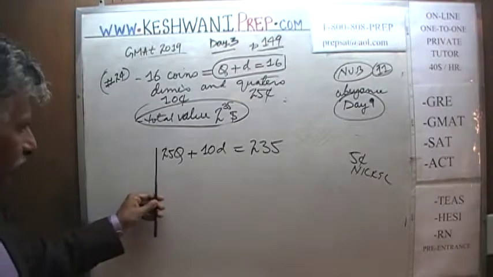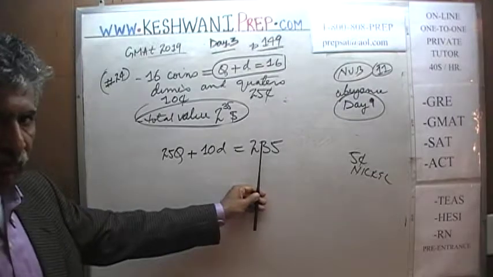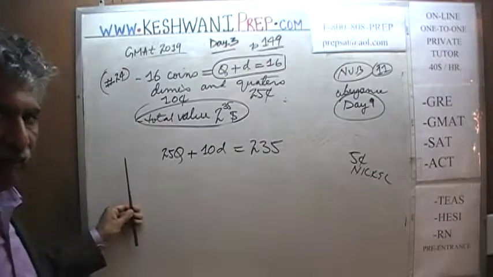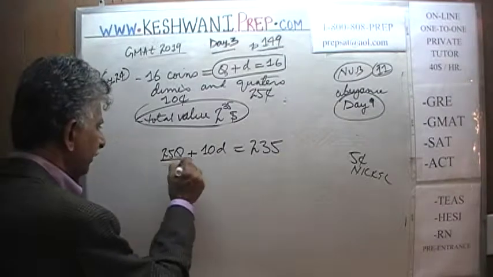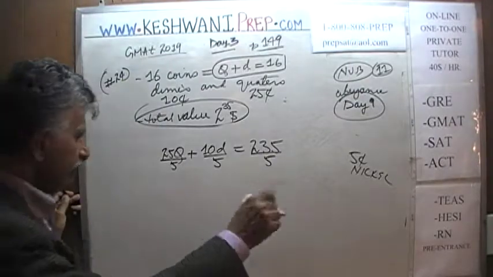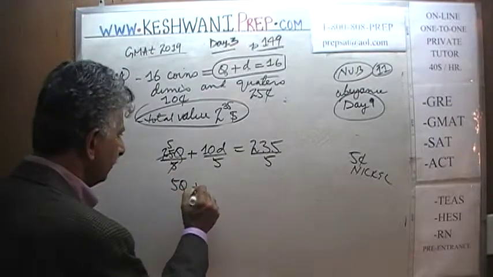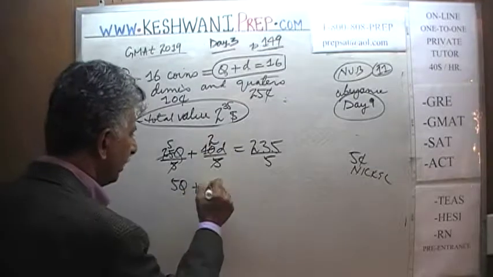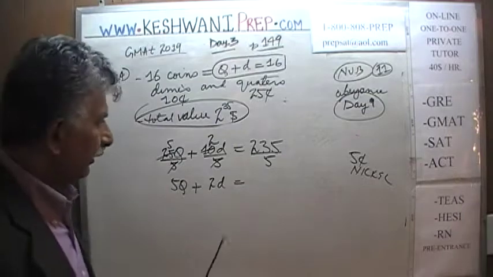The second thing we have to notice is that 25 is a multiple of 5, 10 is a multiple of 5, 235 is a multiple of 5. Let's divide the entire equation by 5 to make our life simpler. Divide this by 5, divide that by 5, and divide this by 5. 25 divided by 5 will give you 5 quarters, plus 10 divided by 5 is going to give you 2 dimes. And let's divide 235 by 5.